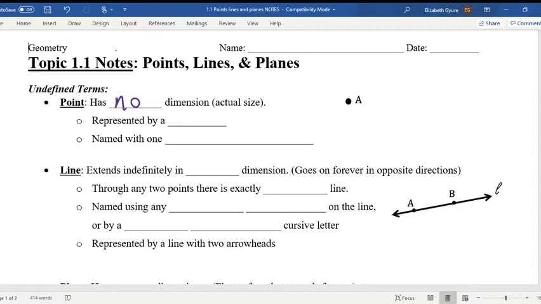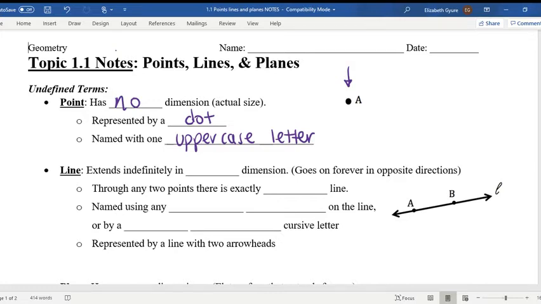A point is represented by a dot. Okay, so just like we have here, that's a point that would be represented by a dot, and it's named with one uppercase letter. And sorry if my handwriting on this first video isn't that great. I'm still getting used to this new stylus.